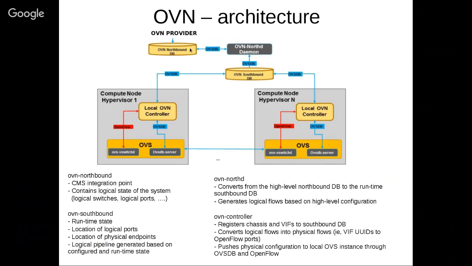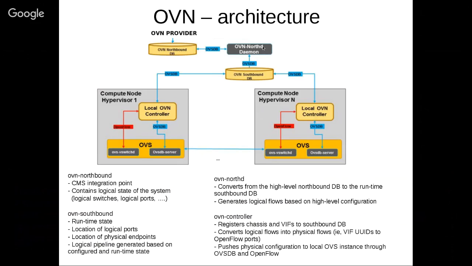OVN northd consists of the OVN northbound and southbound database and the northd daemon. The northbound database contains the logical state of the virtual network. It holds information about the logical switches, logical ports, and all other virtual entities. The southbound database holds the physical state of the system. It contains the information about all physical hosts. In case of oVirt, these hosts will be our VDSM hosts. It also holds the location of the logical ports on the physical systems, the data path, and the logical flows.